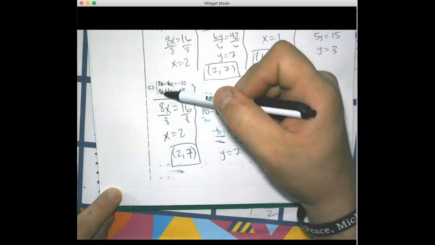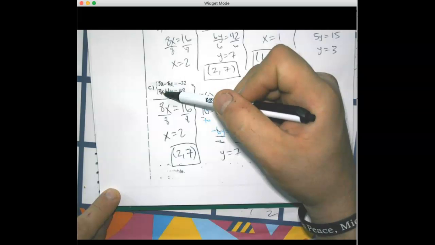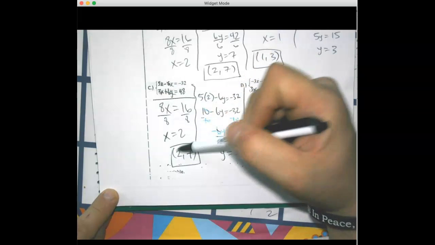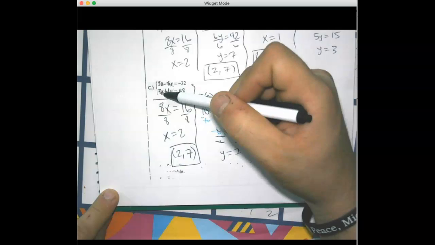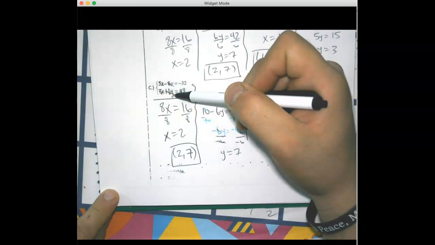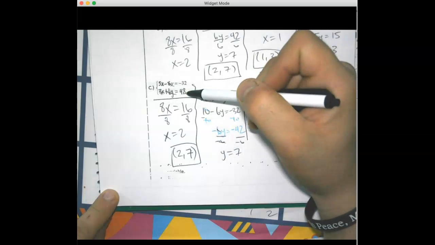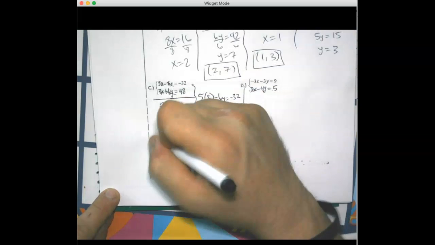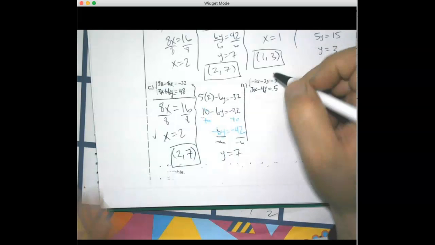Plug into the other equation. 2 for x, 7 for y. 3 times 2 plus 6 times 7. 3 times 2 is 6. 6 times 7 is 42. 6 plus 42 is 48. So it checks out.